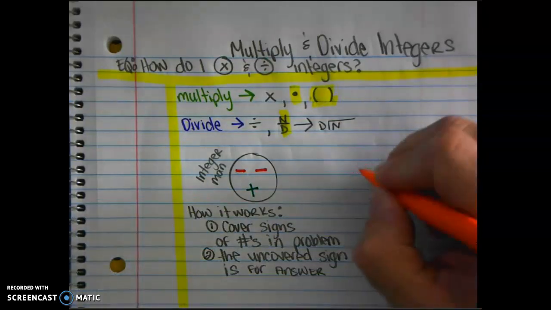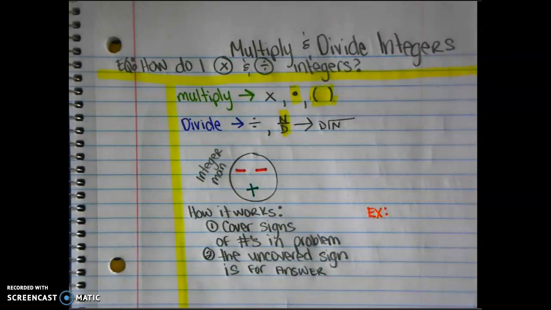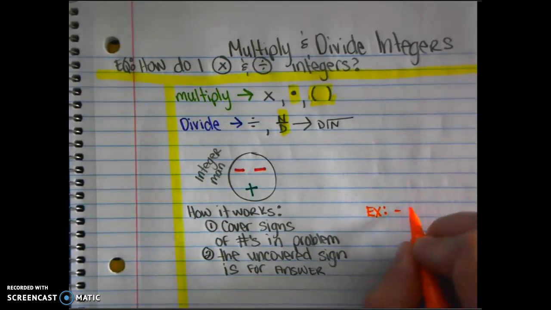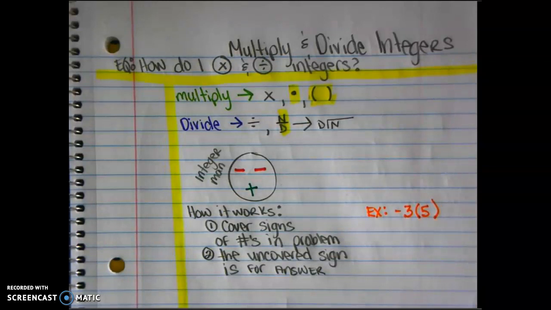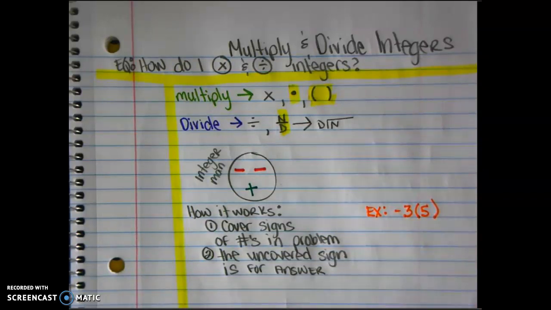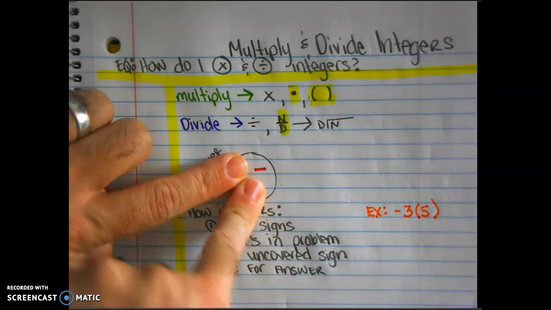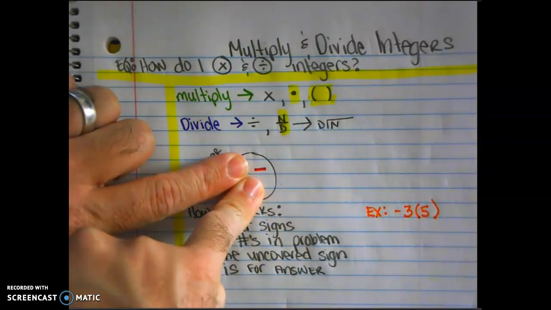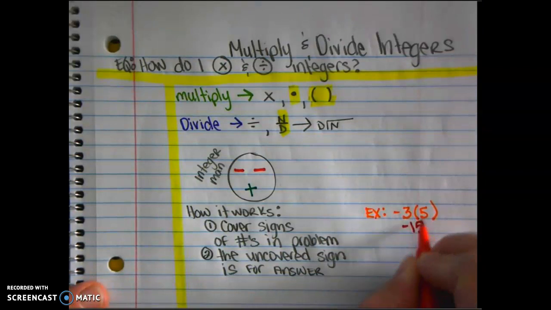So let's do a quick example of what we're talking about. If I had something like -3 times 5, here you see a number next to a parenthesis, which means that you're multiplying. So this means -3 times 5. If I cover up the signs that are in the problem, so I have a -3 and a +5, the uncovered sign is for my answer. So I know that my answer has to be a negative number. My answer here is going to be -15.